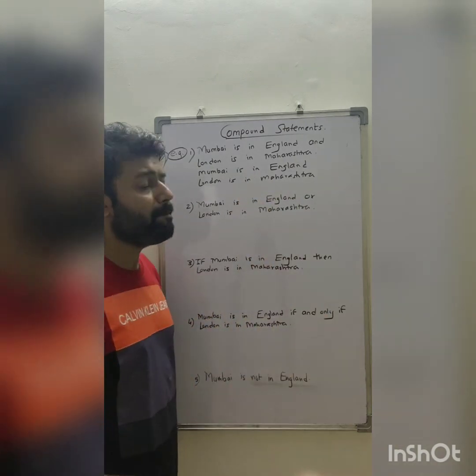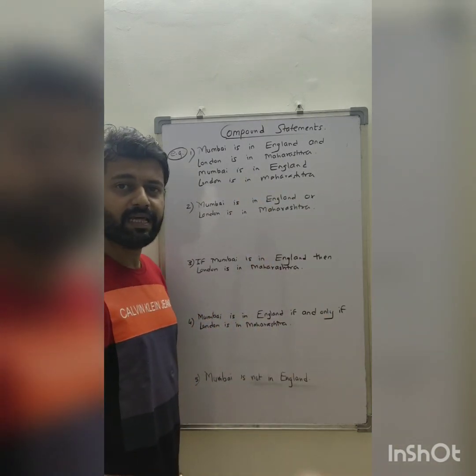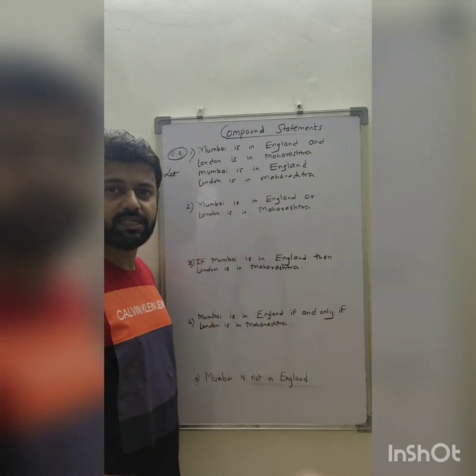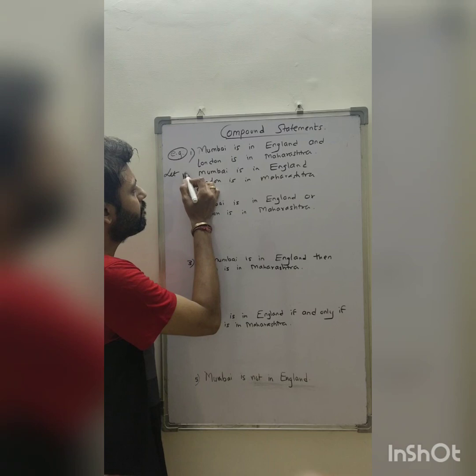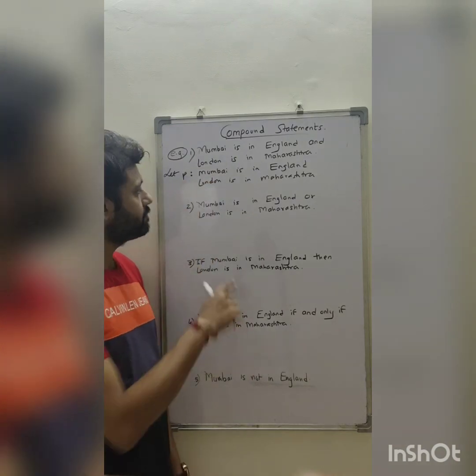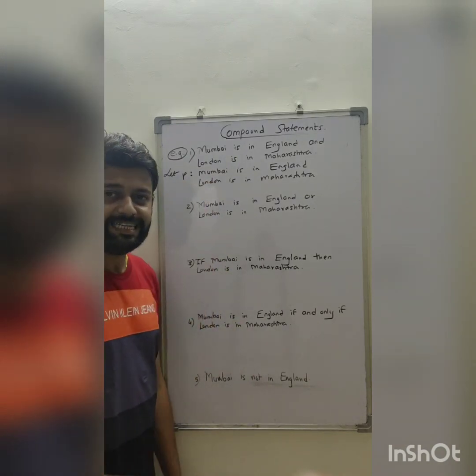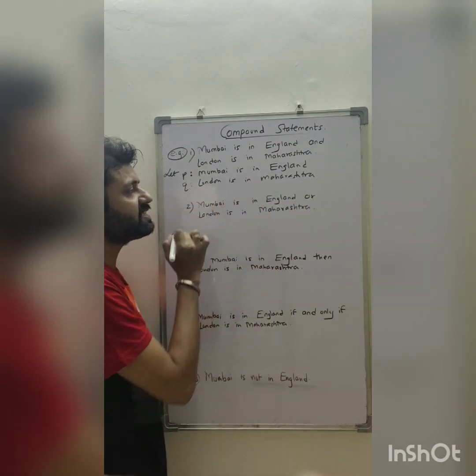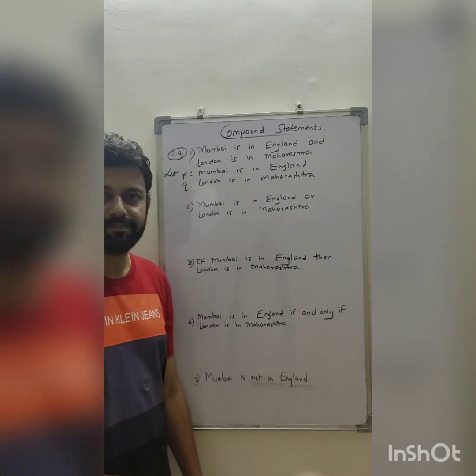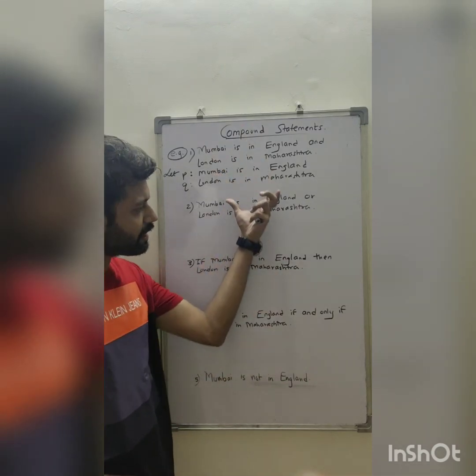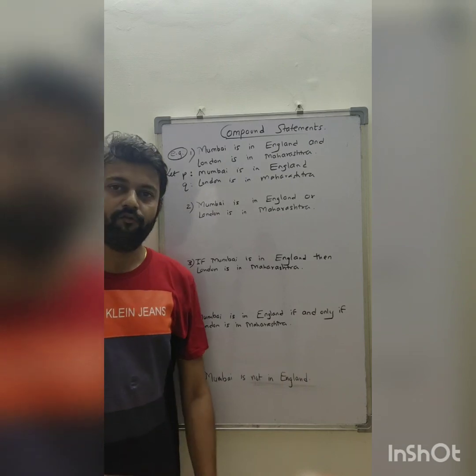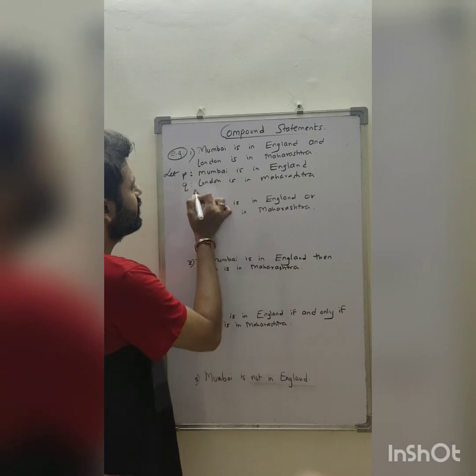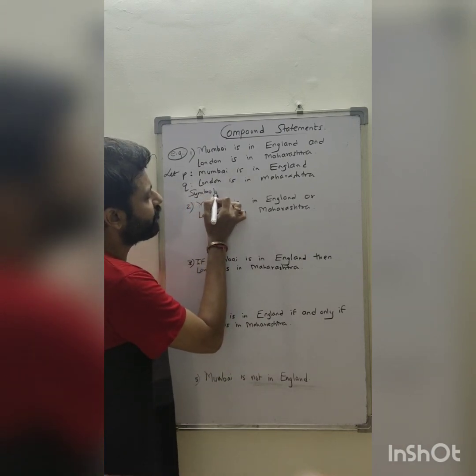Let me denote them in symbols. Let the first statement be denoted by small letter p. Let p be, Mumbai is in England. Let small q be, London is in Maharashtra. So basically these are all compound statements. What we have to do with these compound statements? We just have to write them in symbolic form.